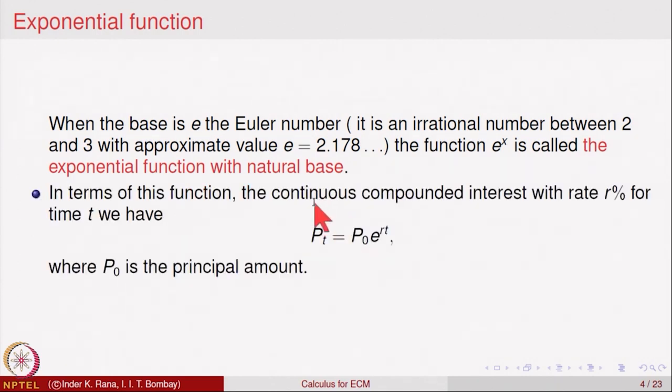For example, we saw in the previous lecture, in terms of this function, the continuously compounded interest with rate of interest r percent in time t is given by this: P of t is the principal that it will grow into in time t, P0 is the initial investment or the principal amount, r is the rate of interest, and t is the time. So e raised to power rt, the exponential function, appears in representing continuously compounded interest at the rate r for time t.